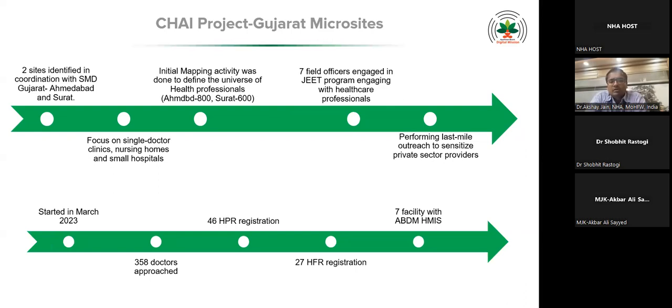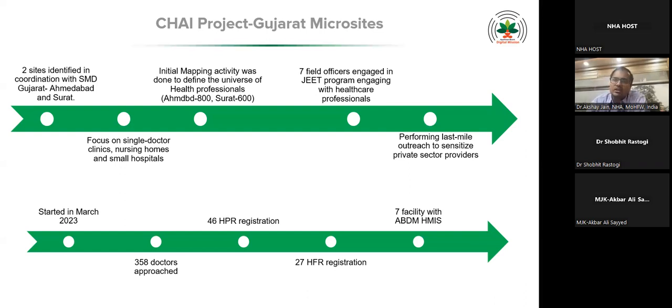And one of the interesting things in this microsite is that the officials who were approaching these private practitioners already had a rapport with them, as they were being approached for the JEET program too. So our program was kind of piggybacked over that program, and then they started persuading them. So it has just started in the month of March, but we are seeing good results out of this microsite too. So I think by this you will be clear about the concept of microsite.